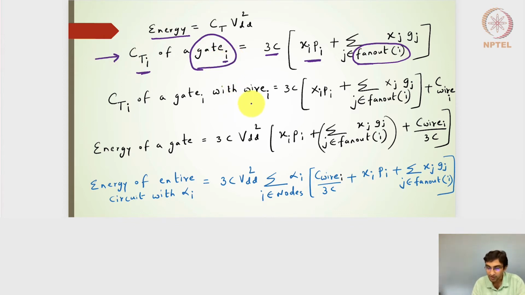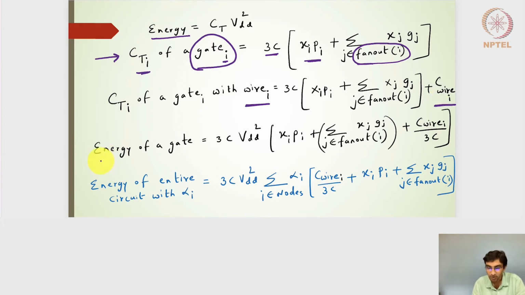Now, if I incorporate the wire capacitance also, the gate i is connected to the gate i plus 1 with an interconnect or a wire, so I need to accommodate the wire capacitance also. And that is what is accommodated in this second expression. So C wire of i represents the output of the gate i that is being connected to the next gate.